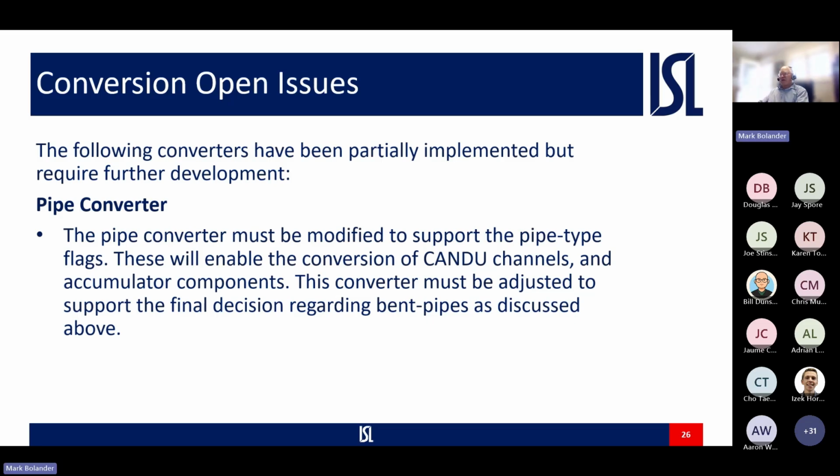The following converters have been partially implemented, but require further development. So these are some issues that you need to watch out for. For example, the pipe converter needs to be modified to support the pipe type flags that are available in TRACE. These will enable the conversion of CANDO channels and accumulator components. The converter needs to be adjusted to support these final decisions regarding bent pipes, as we discussed above.